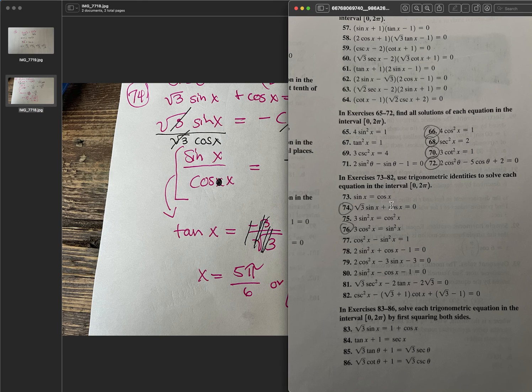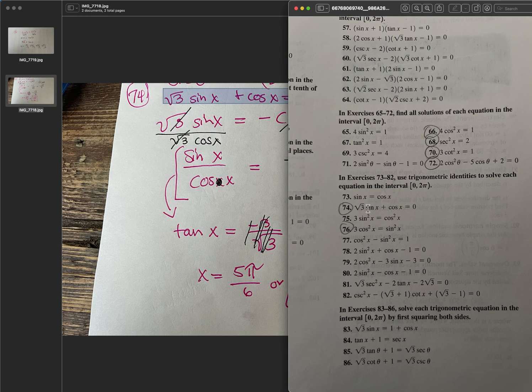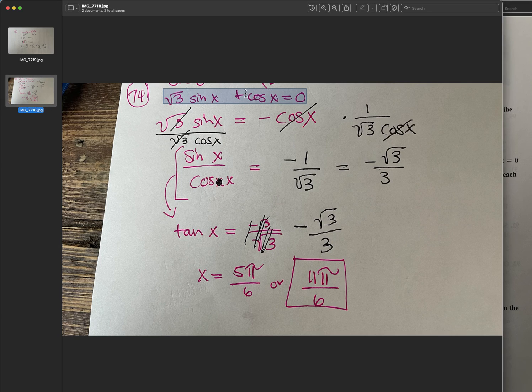And this one, I did what? Okay, yeah, basically use some algebra. So we started off with our original problem. Is that what it looked like? Square root of 3 sine x plus cosine x equals 0. And then I moved the cosine x over to the left, subtracted cosine x from both sides.